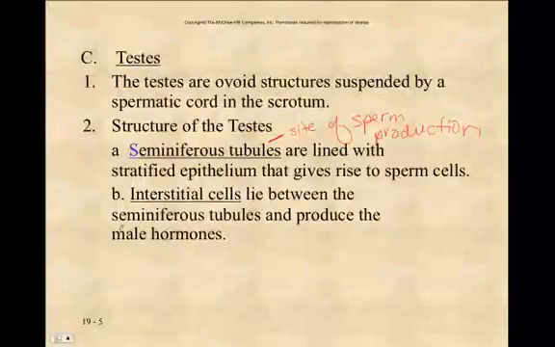It's actually going to be lined with an epithelium called stratified epithelium, and some of these cells are going to give rise to the next sperm cells. And then in between these tubules, the seminiferous tubules, are going to be these cells called interstitial cells. These interstitial cells are going to produce male hormones, especially testosterone.